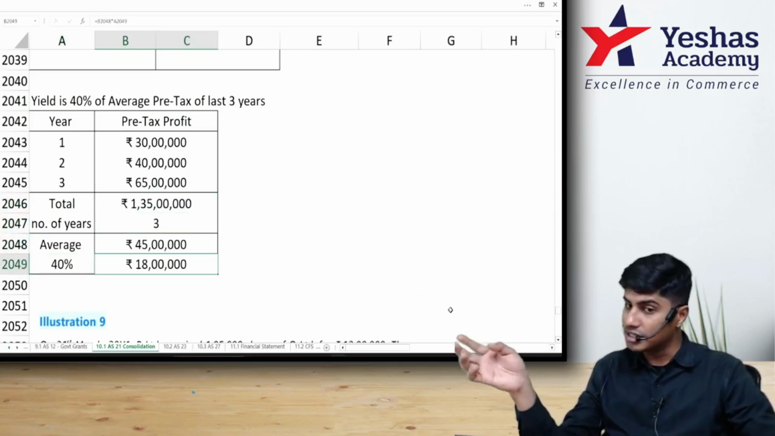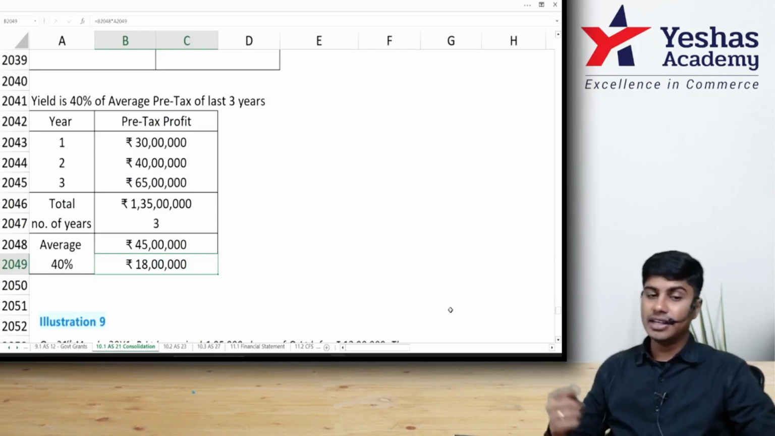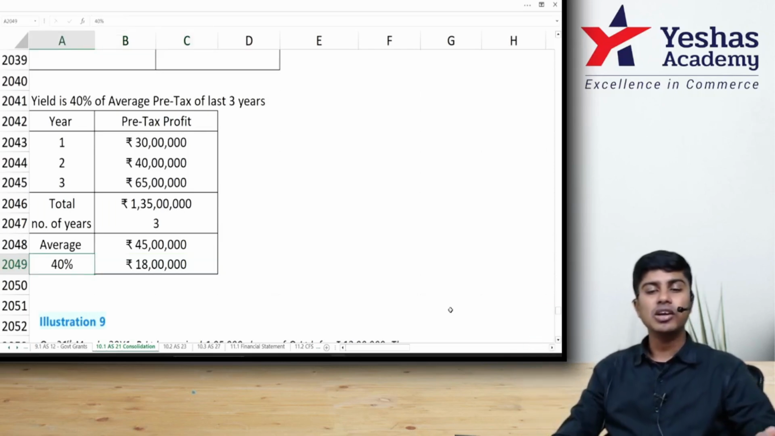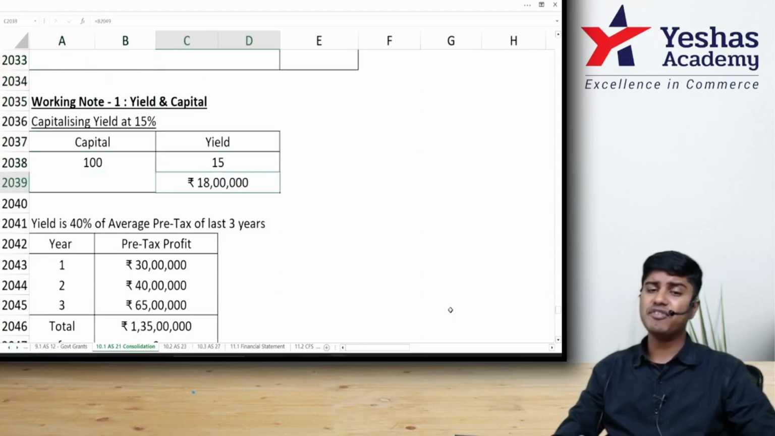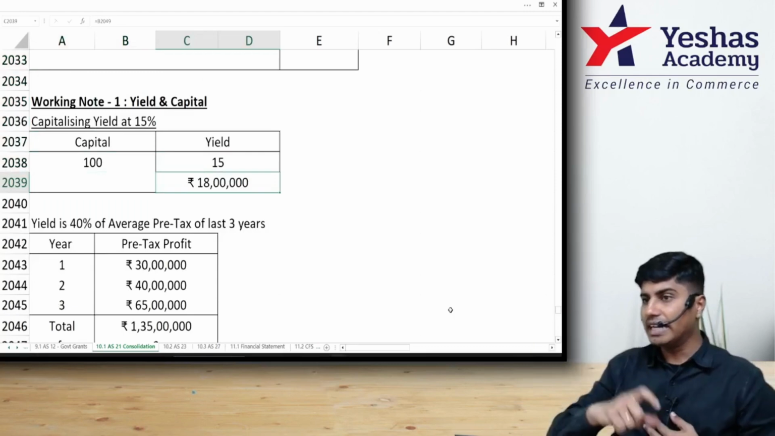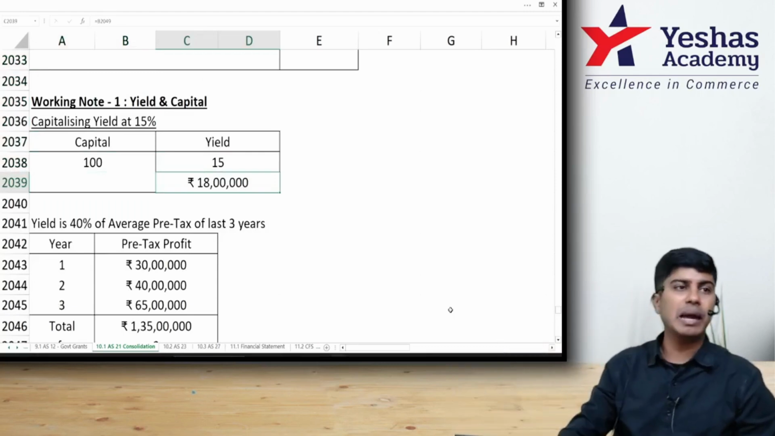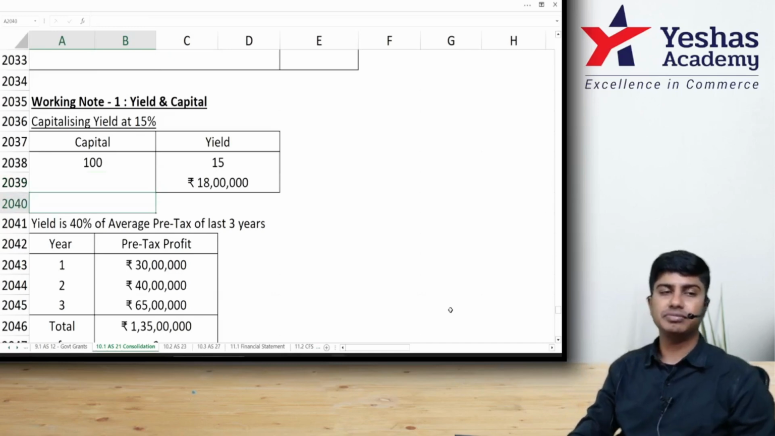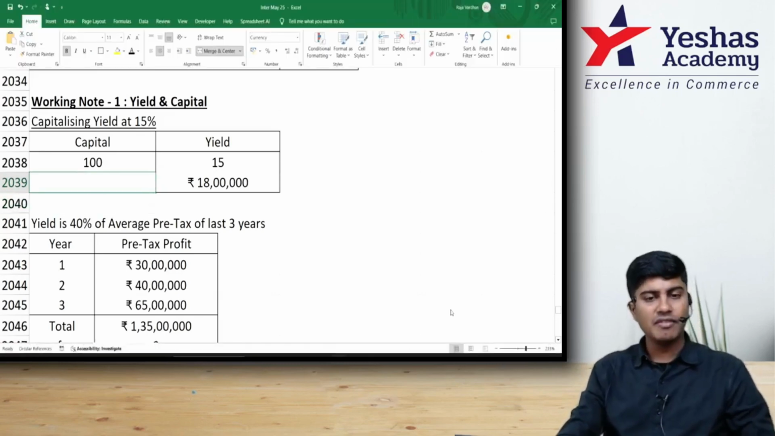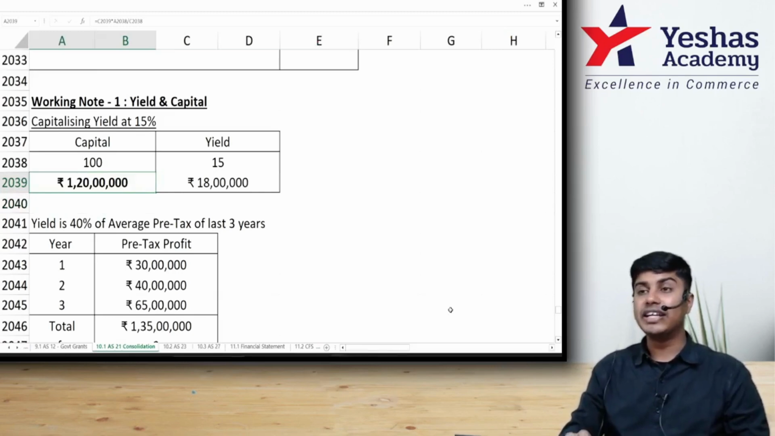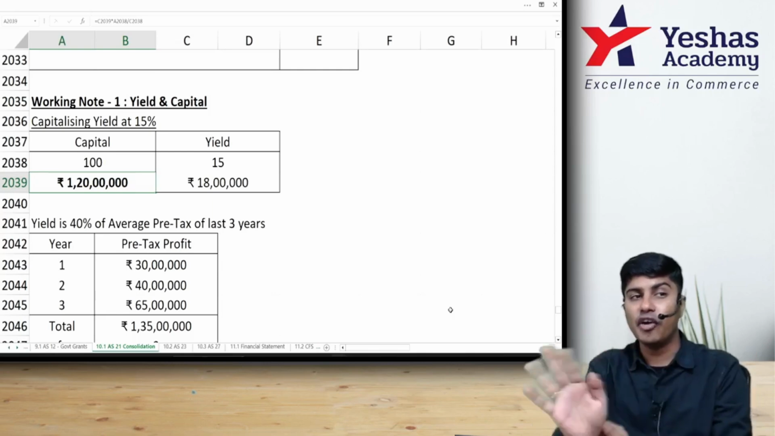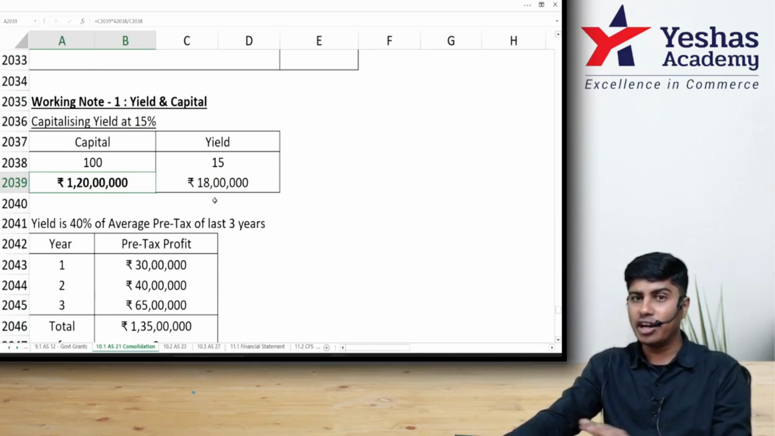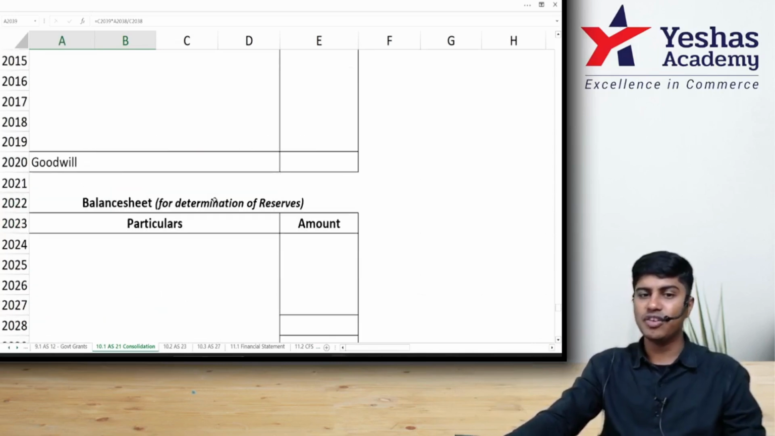They're not asking you to consider 45 lakh for yield. They're telling us only 40% of that average profit is yield. 40% of 45 lakh gives you 18. Everyone understood yield? Yield is 18 lakh. They're telling us capitalization is at 15%, meaning if the capital is 100, yield is 15. If the yield is 18 lakh, how much is capital? 18 lakh into 100 by 15. 1 crore 20 lakh is the total value of the company, not of the foreign company's share. Understood? So we are buying the foreign company's share. Am I right? How much percentage? 54%.